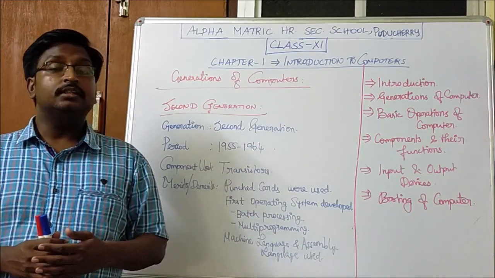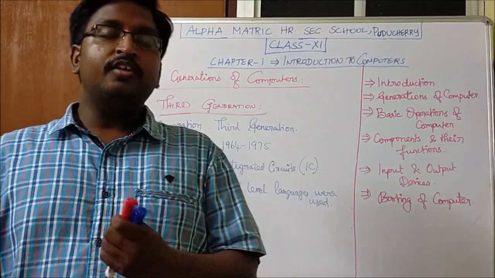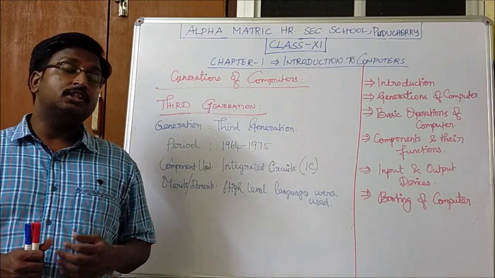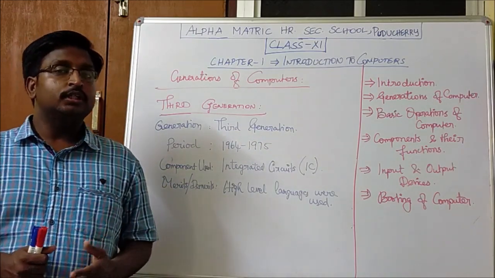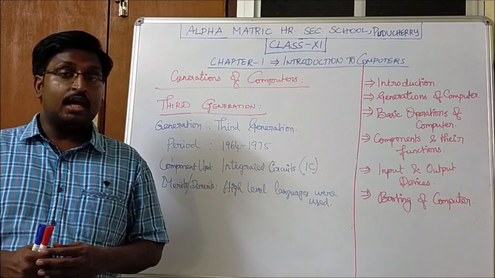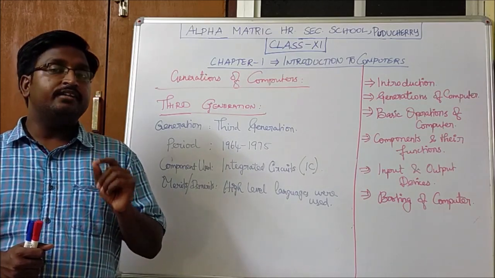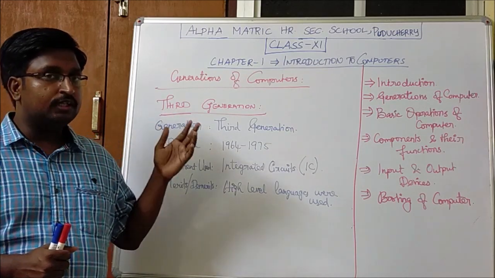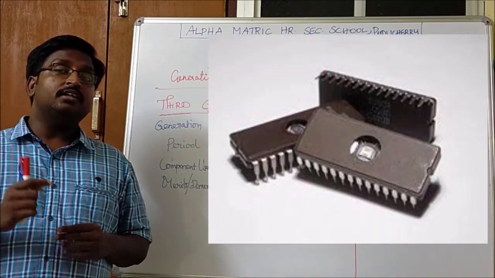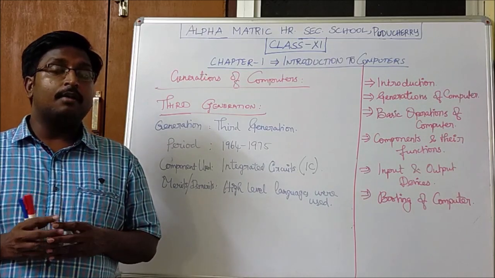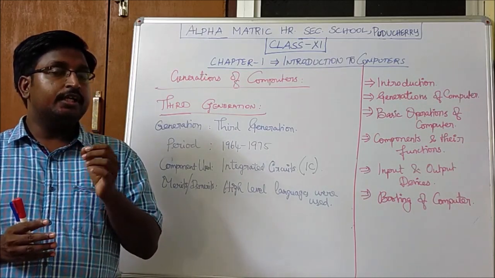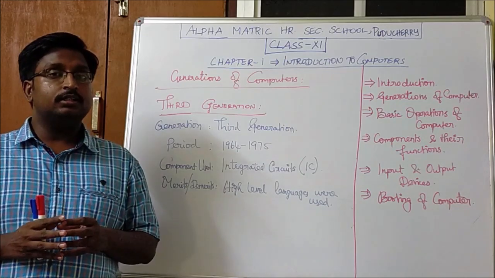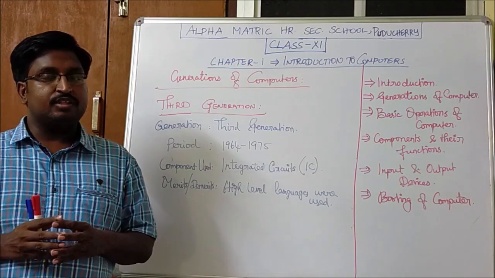Next we are going to see the third generation. The period of the third generation is 1964 to 1975, and the component they used is the integrated circuit, which we call an IC. This is the image of the IC. Integration means it combines two or more functions into a single component or device. That is the main advantage of the IC.